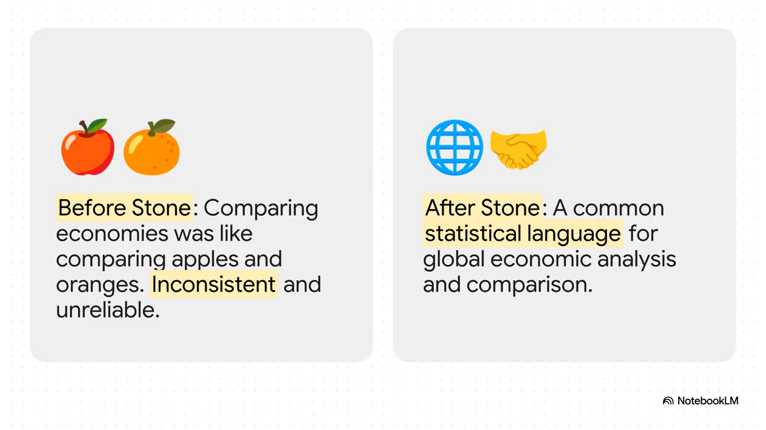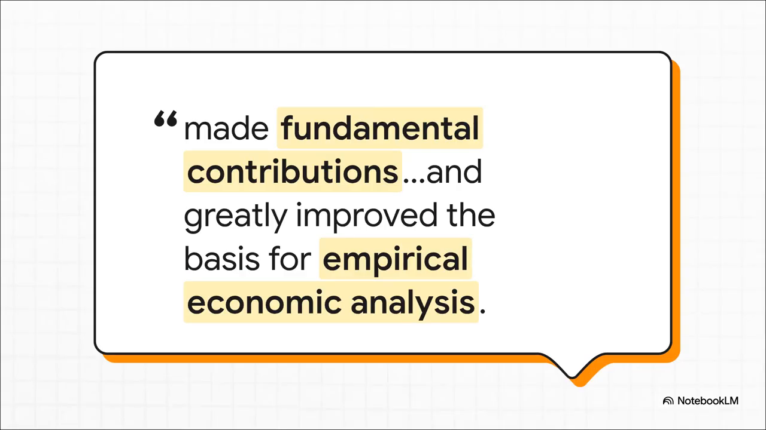But after Stone, organizations like the World Bank and the UN finally had a consistent framework to analyze global trade, development, and economic trends. And for all of this foundational, quiet, but world-changing work, Richard Stone was awarded the Nobel Prize in 1984. The Nobel Committee's reason says it all. He greatly improved the basis for empirical economic analysis. Or, to put it simply, he gave all of us the map.